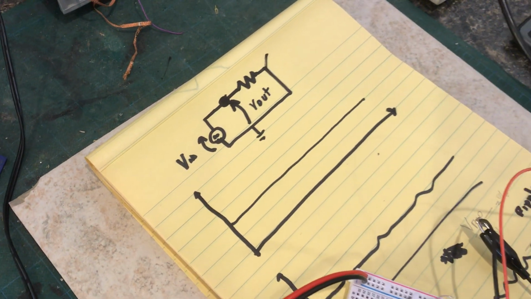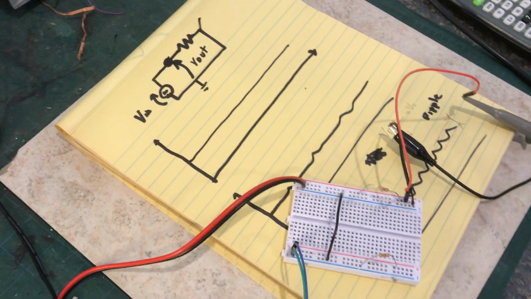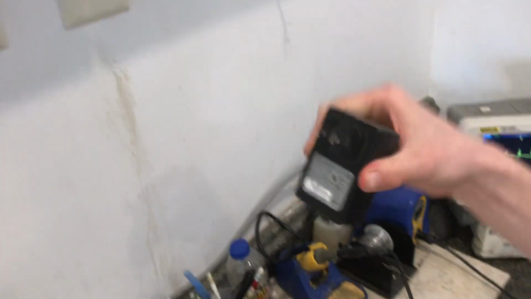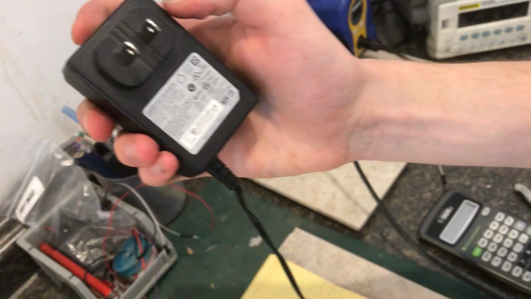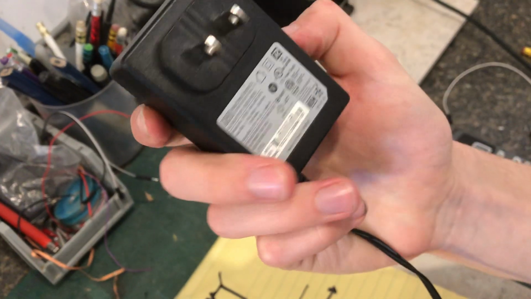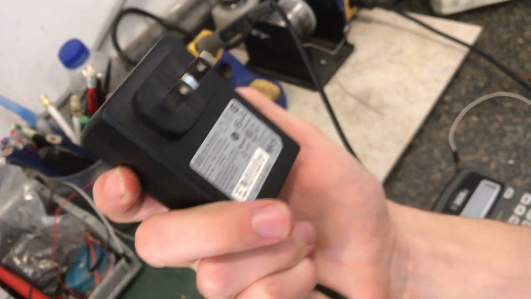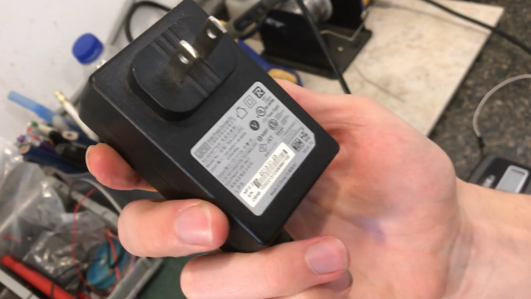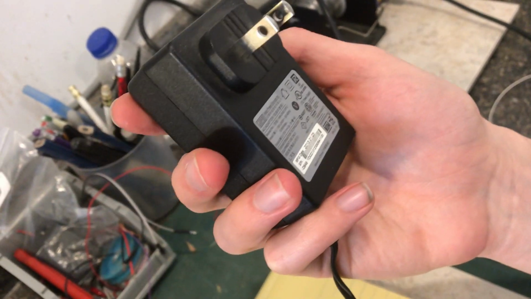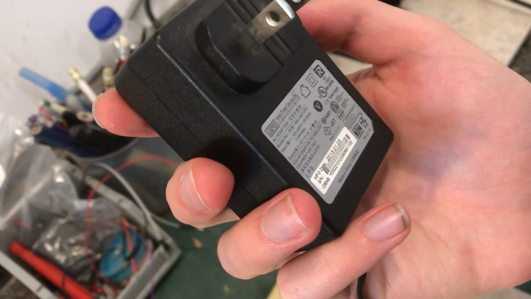The first power supply I wanted to take a look at was this 12 volt wall wart, as I call it. It's really just a transformer and some circuitry on the inside to convert it to DC. It's 12 volts, 2 amp rating. We'll see how it really performs.